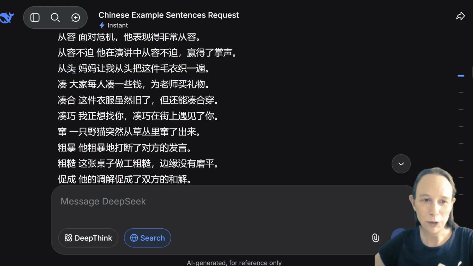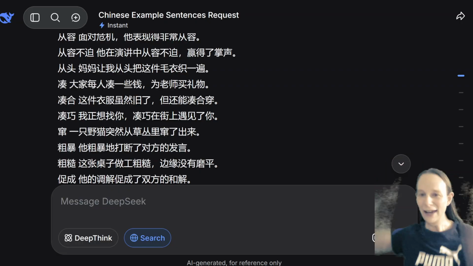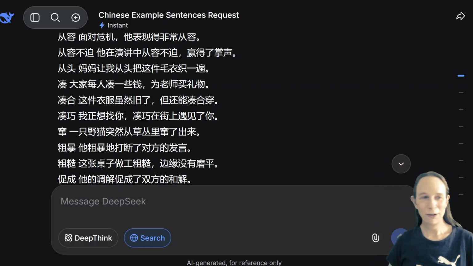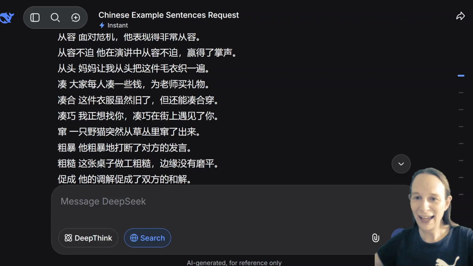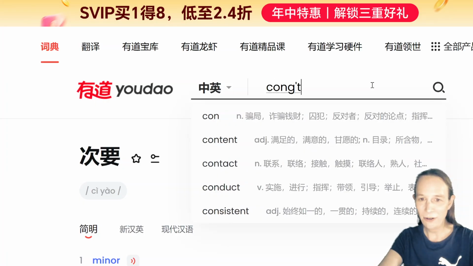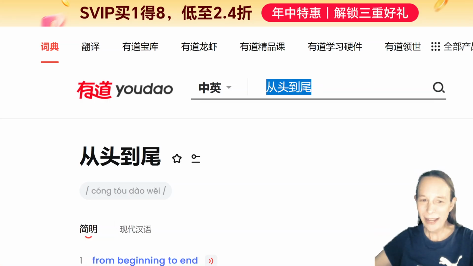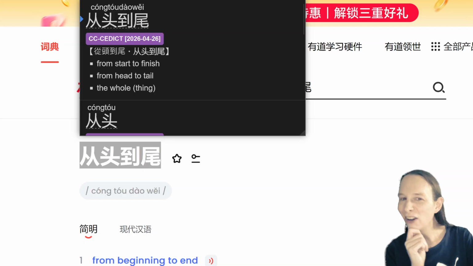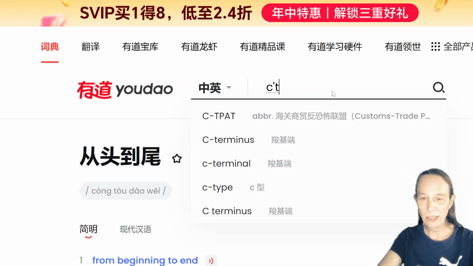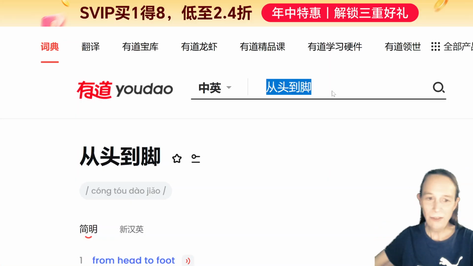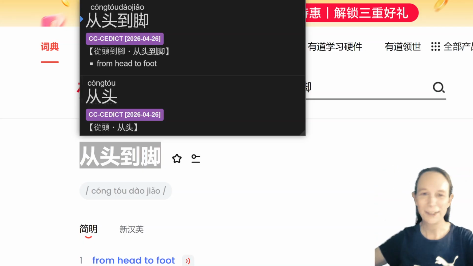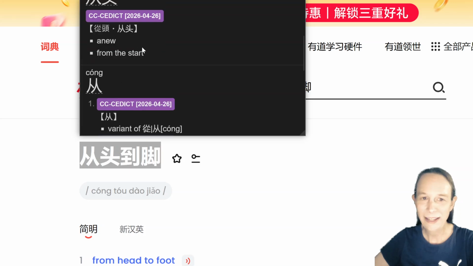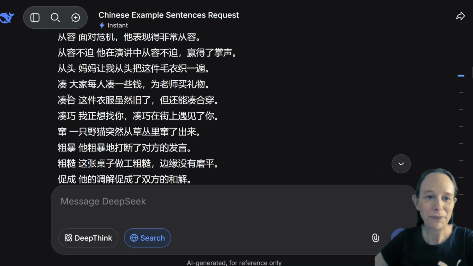All right, 从头到尾, yeah, from head. 从头到尾. So yeah, or 从头到脚, from head to toe. So if your teacher asks you to 从头到尾 rewrite your essay from start to finish, you're not going to be happy with that. And 从头到脚, from head to toe or head to foot, it's like you're soaked head to foot kind of thing. 从头, yeah, from the start, anew.